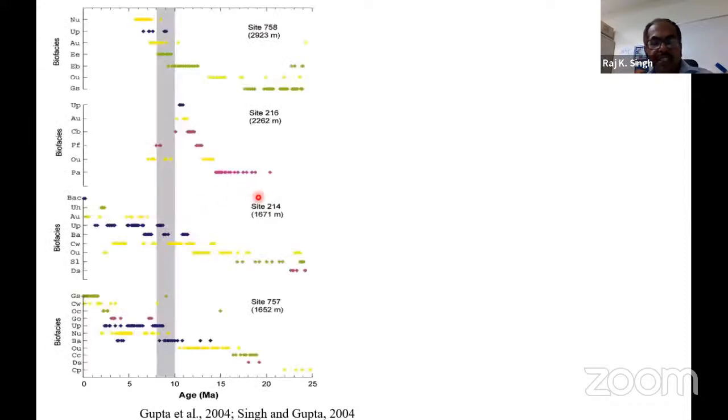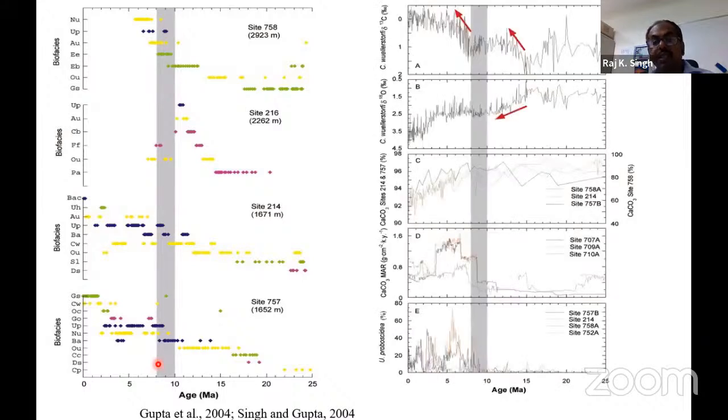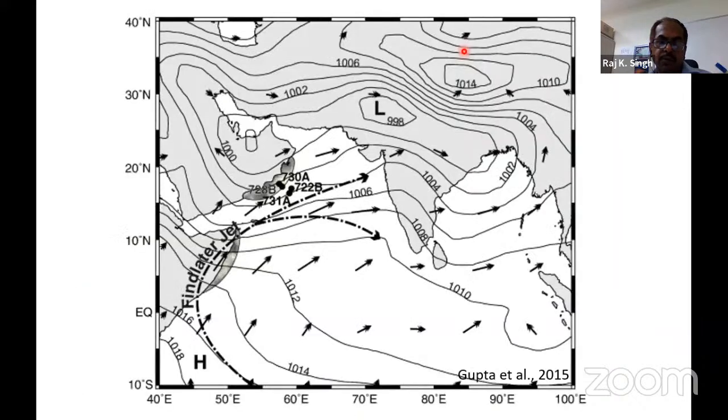We have done a number of analyses at different sites, and we found that all the sites suggest changes in productivity around 10 to 8 million years ago. We published this work, and we thought it was the intensification or initiation of the monsoon around 10 to 8 million years ago. It's not only that; other productivity indicators, like CaCO3, bulloides abundance, and the stable isotope record also suggest changes during that time period, and it may be the intensification of the monsoon.